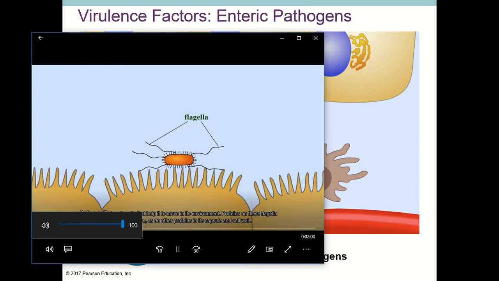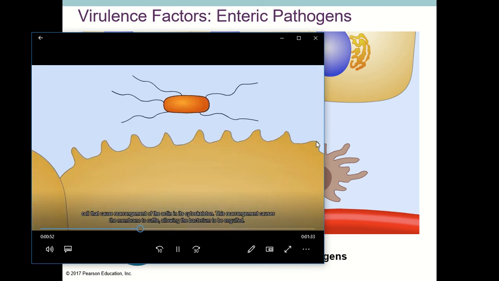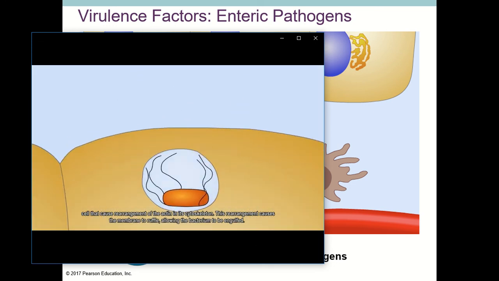Salmonella has flagella that help it to move in its environment. Proteins on these flagella inhibit phagocytes, as do other proteins in its capsule and cell wall. It also has fimbriae for adherence to the luminal surfaces of intestinal walls. It uses a specialized secretion system to inject proteins called invasins into the epithelial cell that cause rearrangement of the actin in its cytoskeleton. This rearrangement causes the membrane to ruffle, allowing the bacterium to be engulfed.